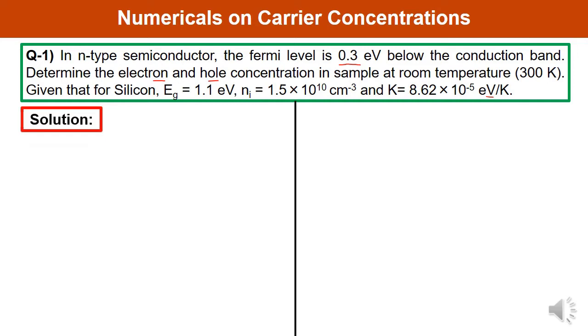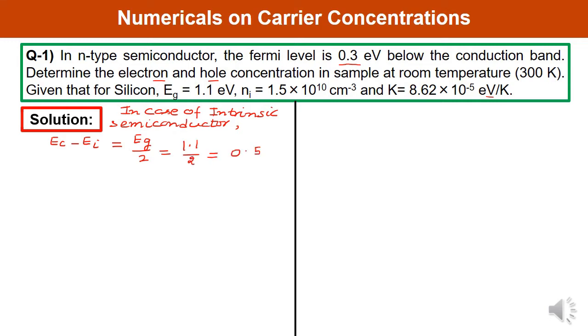In intrinsic, Fermi level is located approximately at the center of band gap. This you know that. So in case of intrinsic semiconductor, what would be EC minus EI? If you calculate this, it would be in the middle of the band gap, means that is Eg upon 2, and the value of Eg is given 1.1 divided by 2. So you will be getting this as 0.55 electron volt, and this is for silicon, means for pure semiconductor.